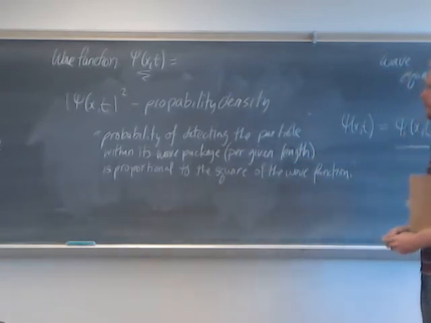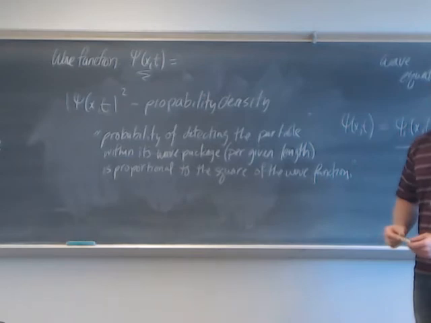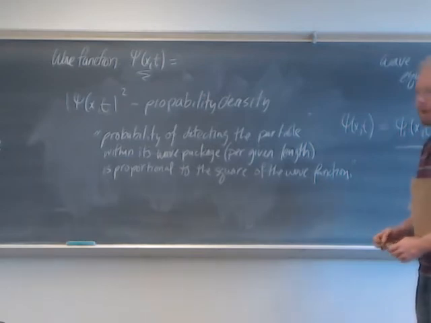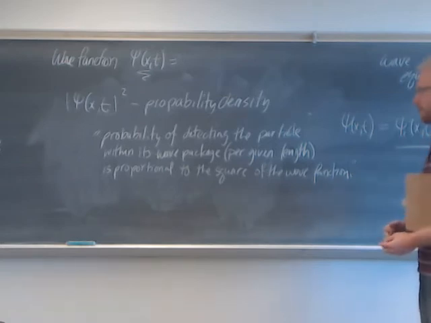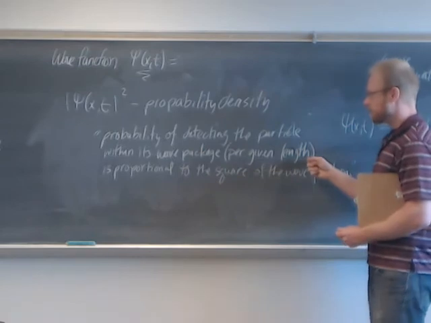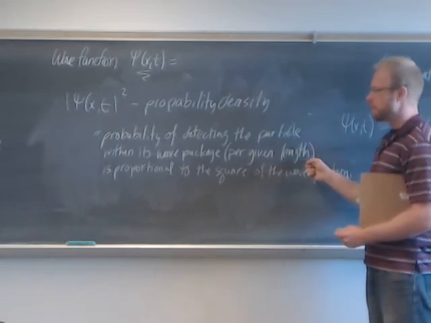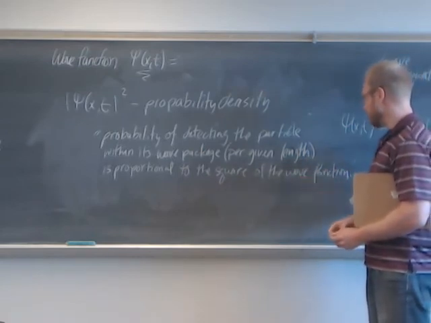So that's how we go about finding the particle. That's why this is useful, and we want to pin down where a particle is. Now we're going to find here in a little while that the particle is not necessarily evenly going to be in all locations. It is more likely to be in some locations than others. And that's where this becomes handy. Our probability of detecting the particle within its wave package per given length, this part in the parentheses I'll explain here in a little bit, is proportional to the square of the wave function.